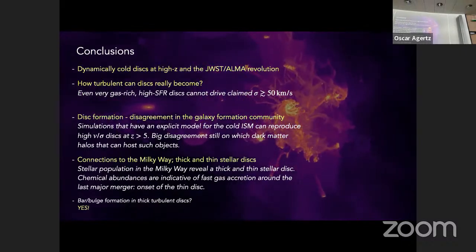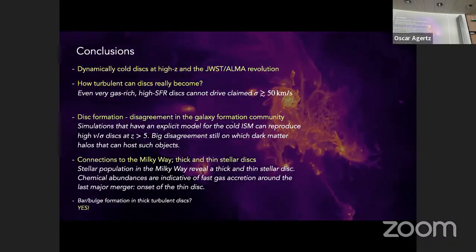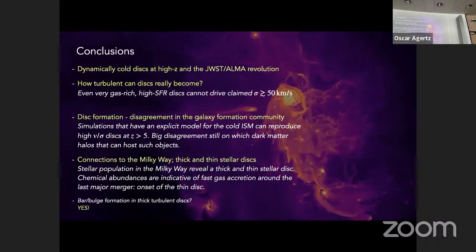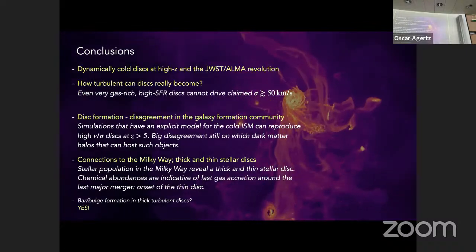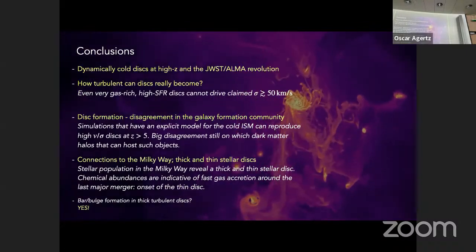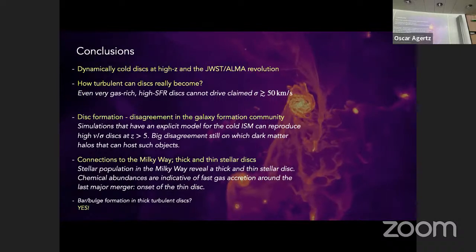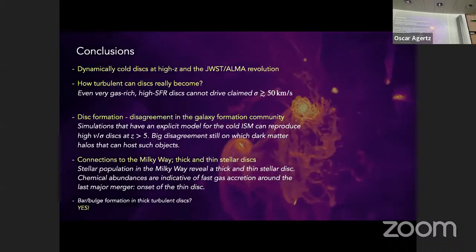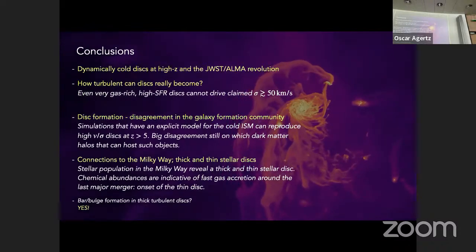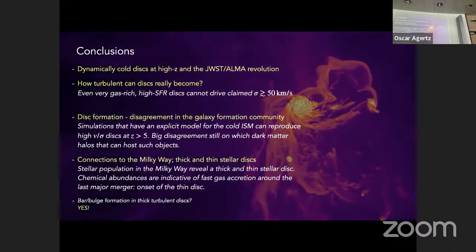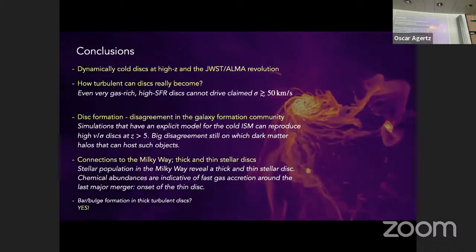There's been a hot debate about the disagreements on these early disks. Is it a problem for lambda CDM, all of this? It doesn't seem to be a problem at all, I think. It's just that models have a few differences. It comes down to how we treat the ISM, the resolution, the feedback cycle, these things. So it's not going to be a problem for long, but we have to understand which galaxies or which dark matter halos host these objects. That's important.